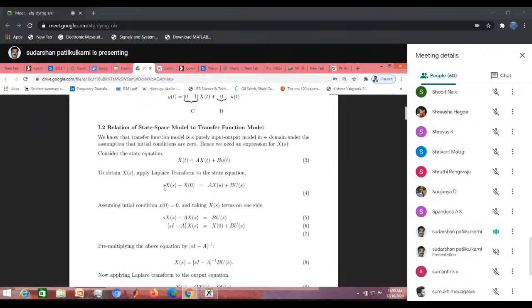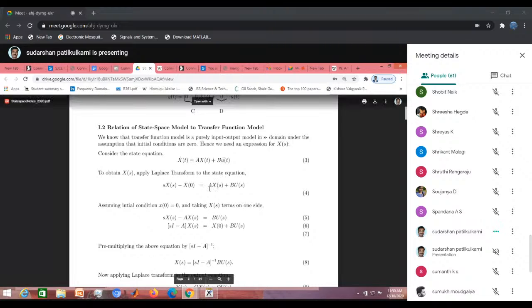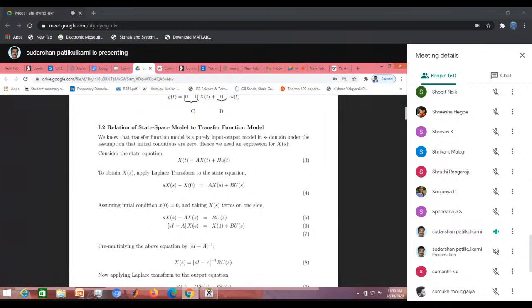So we have s X of s minus X of 0 equal to A X of s. So you take X of s terms on one side. So it will be s into X of s minus A X of s equal to B U of s. Okay, in the transfer function, we consider the initial conditions to be 0. Therefore you can take X of 0 as 0.